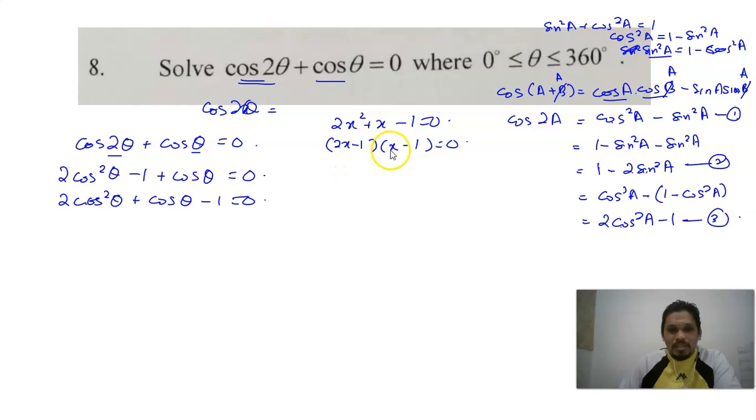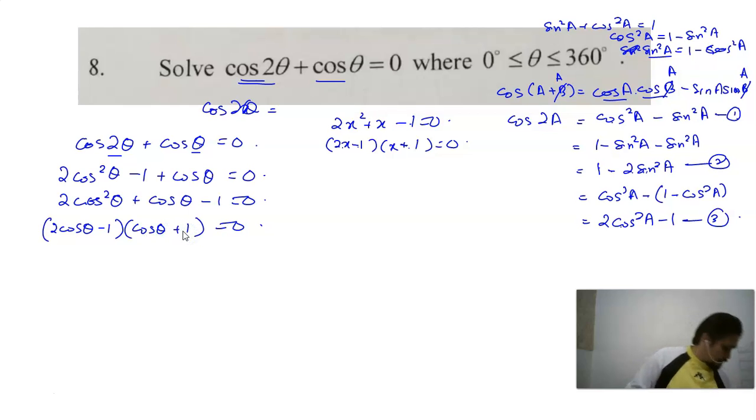Let's double check. 2x times x, 2x squared. 2x times 1 equal to 2x, and negative 1 times x equal to negative x. So 2x minus x equal to x. Negative 1 times 1 equal to negative 1. So factorize this one here: 2 cos theta minus 1 and cos theta plus 1.